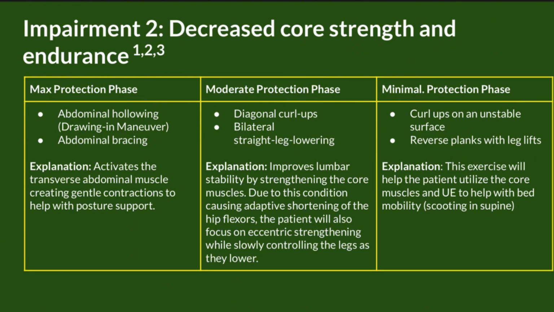During the minimum protection phase, you're going to do some curl ups on an unstable surface and reverse planks with leg lifts. And if you can't do that, we just do the planks without leg lifts. So hold it and come back to it. This exercise will help the patient utilize the core muscles and upper extremity to help with back mobility, such as scooting in the supine position.